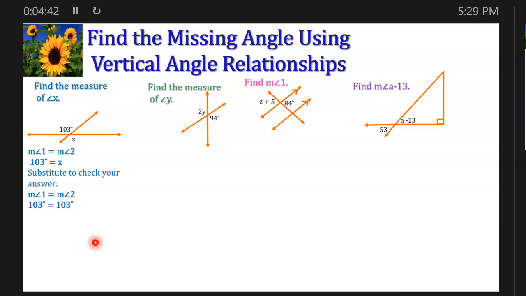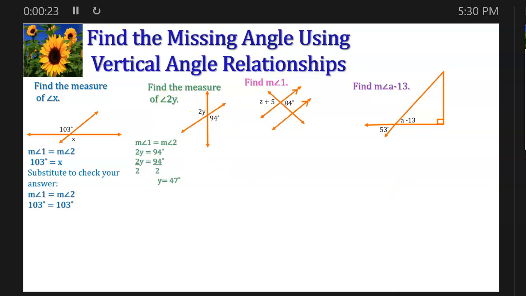Now let's look at the measure of angle y. We need to find the measure of angle y here. So we're going to set it up: measure of angle 2 is equal to measure of angle 1. These two have to be equal for them to be vertical. So 2y is equal to 94. I'm going to solve that equation by dividing by 2 on both sides, and y is going to be 47. Ooh, that should be the measure of angle 2y. My bad, sorry about that. I had a typo up here. That should be find the measure of angle 2y, because that's a 2 in front of that y.